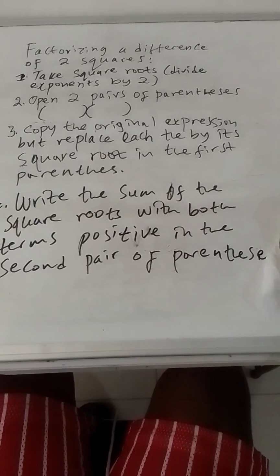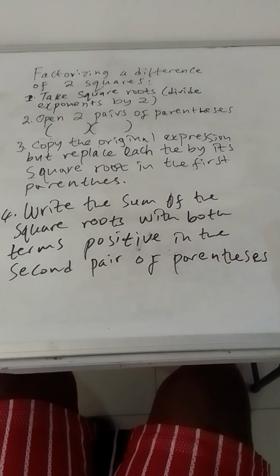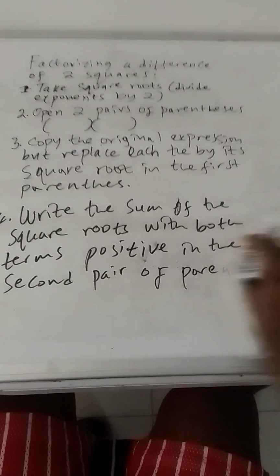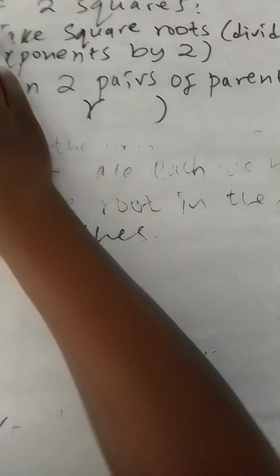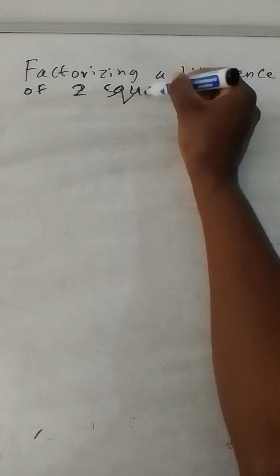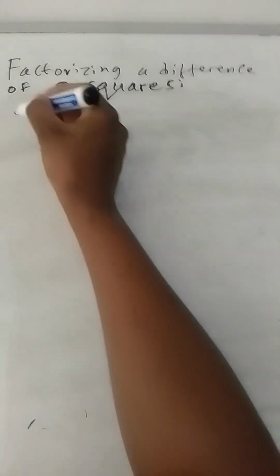So I'm going to erase these steps, but I'll mention them as I sort out the problem. Okay. So, erasing. Now we are going to have what? Factorizing difference of two squares. Let's just rewrite that again. Difference of two squares. So let's take our examples again.